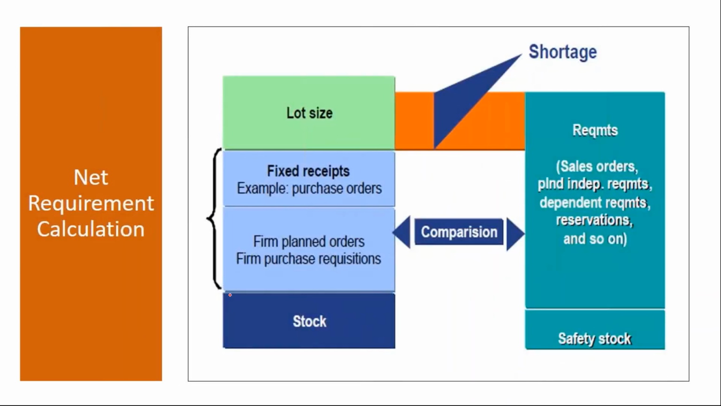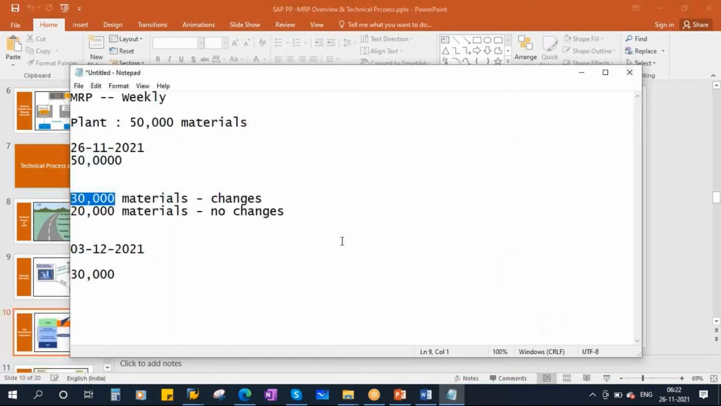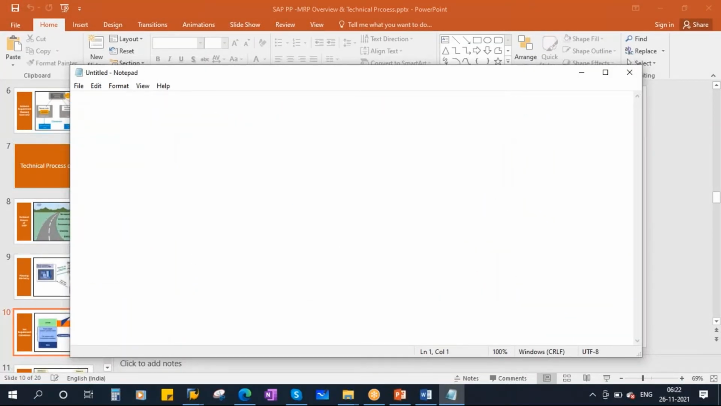So now we will continue. The first step is net requirement calculation. Now the system knows which materials to plan. During the MRP, first it will do net requirement calculation. Let me show you what net requirement calculation is. So step 1 when you run MRP.